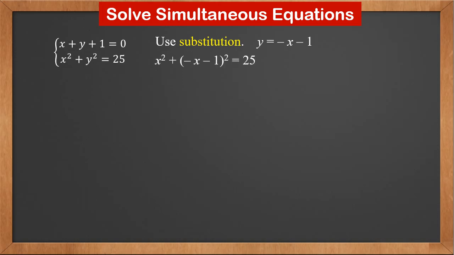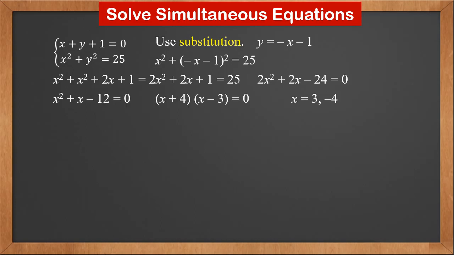We get x squared plus (minus x minus 1) squared equals 25. Open the brackets, we get x squared plus x squared plus 2x plus 1. This is 2x squared plus 2x plus 1. It is equal to 25. Move 25 to the left side, we get 2x squared plus 2x minus 24 is 0. Divide 2 on both sides.